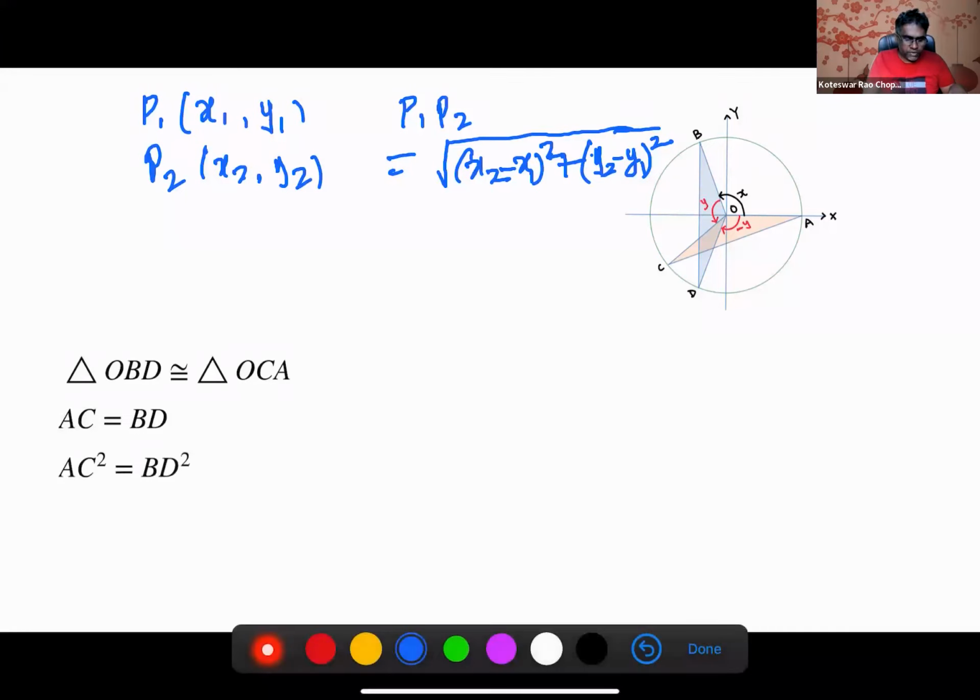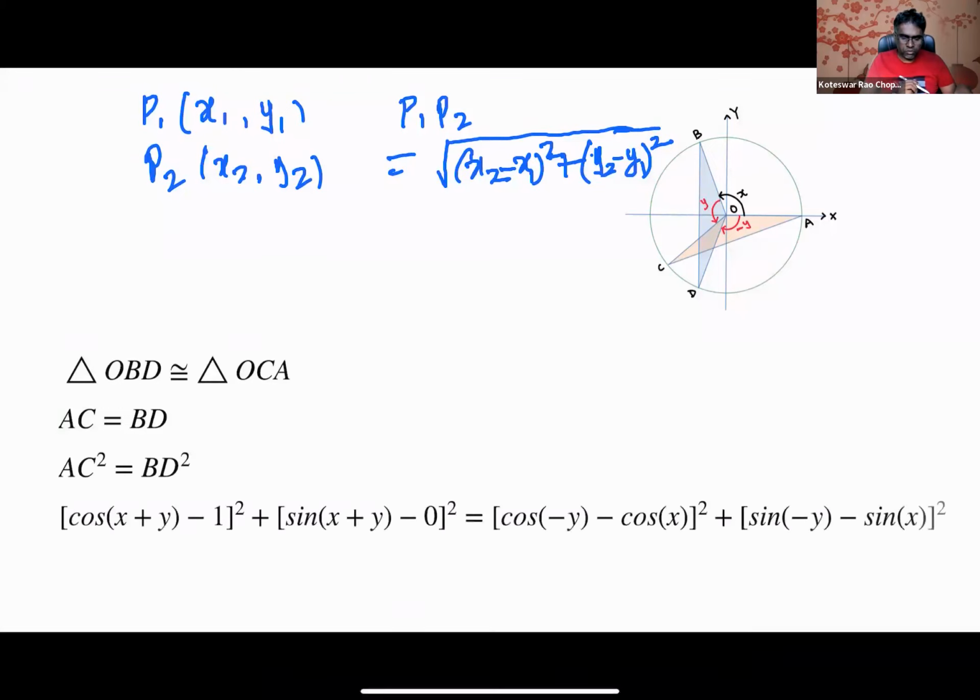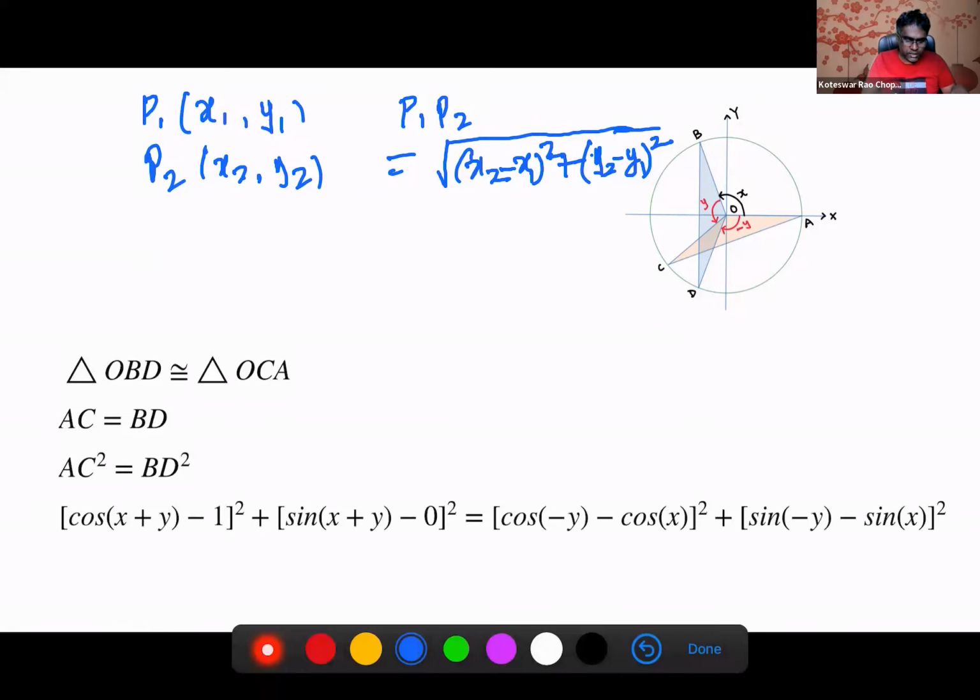Now if AC is equal to BD, if I square them, they will be equal. Now, what is AC square? AC square will be, because if I square, the square root will not be there, the square root will disappear here.